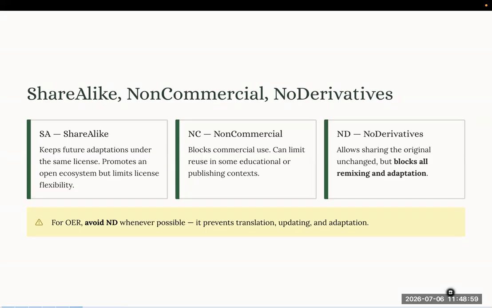So personally, I'm a big fan of the NC. A lot of people really like just the essay. The Chancellor's Office recommends just CC BY because that's going to give the most downstream options for remixing.